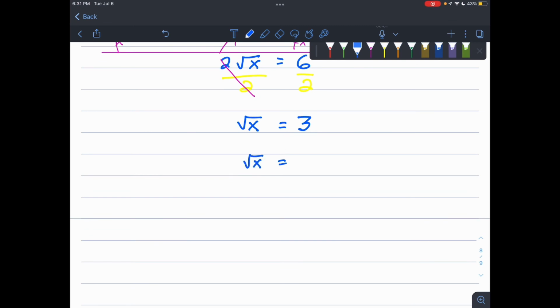Rewrite that. So ultimately, we've got the x or the radical by itself. Now we want to get x by itself, so we need to get rid of that radical. It's a square root, so we can square it to get rid of it. Squaring a square root cancels. And x equals 9.